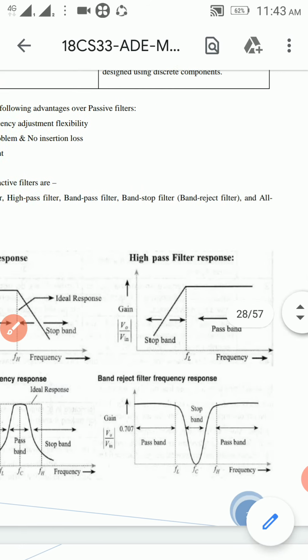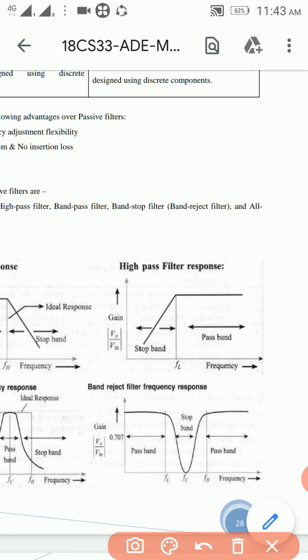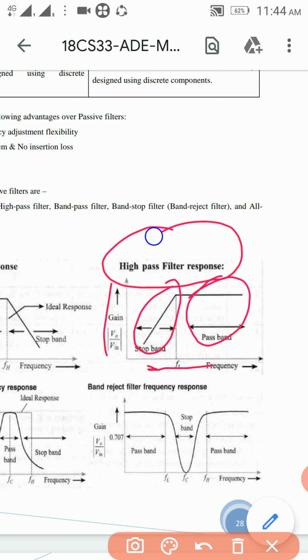Coming to the high pass filter response, again a frequency versus voltage gain graph. Below FH there is a stop band, and above FH it is called a pass band. This is the high pass filter response.